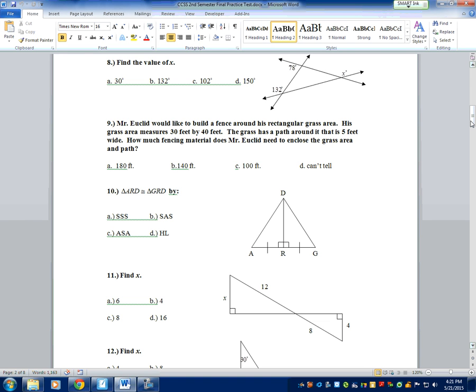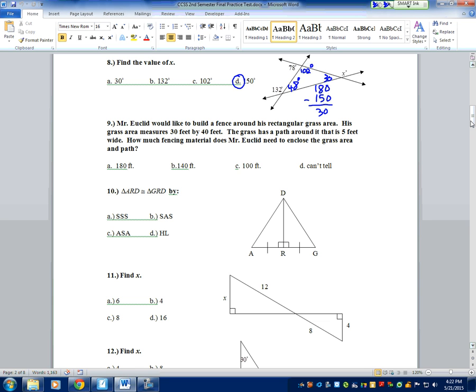Number 8 says find the value of x. Well, we're going to use a bunch of supplementary angles. You see them here, a bunch of linear pairs. So this would be 48 degrees here to make these two add up to 180, and this would have to be 102, right? Then I add 102 and 48 to get 150, and subtract 150 from 180 to get 30. So that's 30 right there, meaning x has to be 150 because it's supplementary with that 30-degree angle.